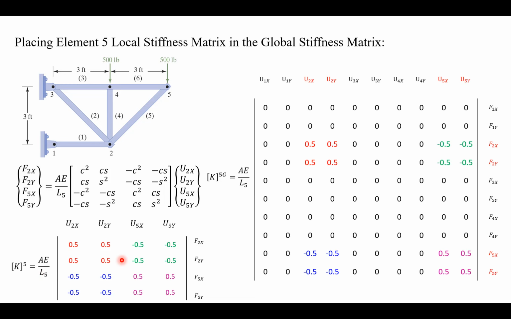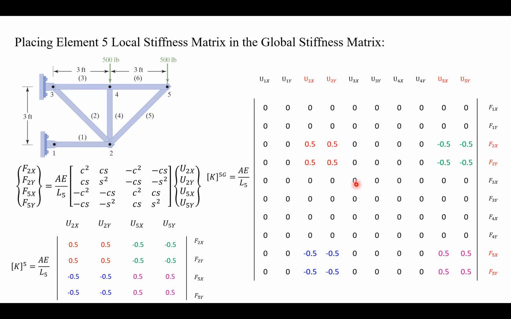Now I have to place this local stiffness matrix in a global form. In a global form, my matrix is 10 by 10. So you can see how I place it. The red goes here, the green, so they are color coded. My element 5 is connecting node 2 and node 5. And that's what this relationship is about. This is what relates the forces in node 2 with the displacement in node 2, and the forces in node 2 with the displacement in node 5.